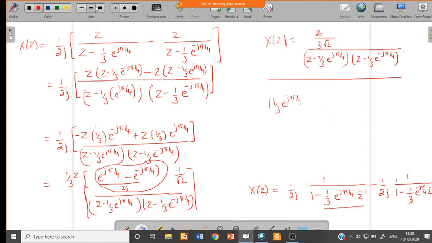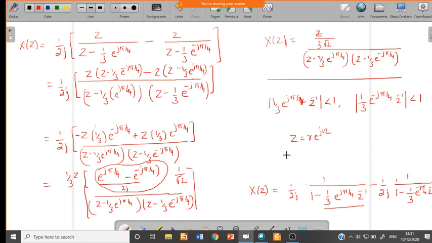So e power j pi by 4 into z inverse, this magnitude should be less than 1, and another one, it is 1 by 3 e power minus j pi by 4 into z inverse, this should be less than 1. So now if we express this, we know that z equals r into e power j omega. Now you can see here the phase omega is equal to pi by 4, and here it is minus pi by 4, and r is 1 by 3.